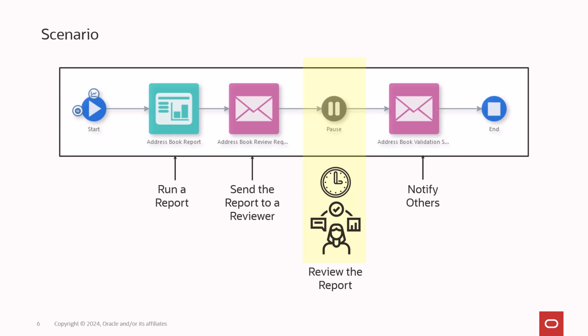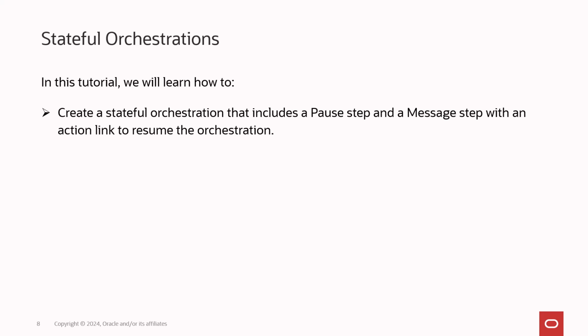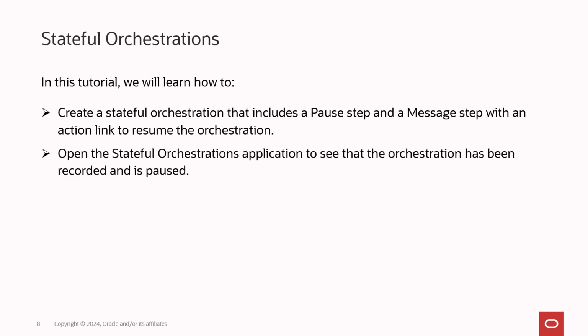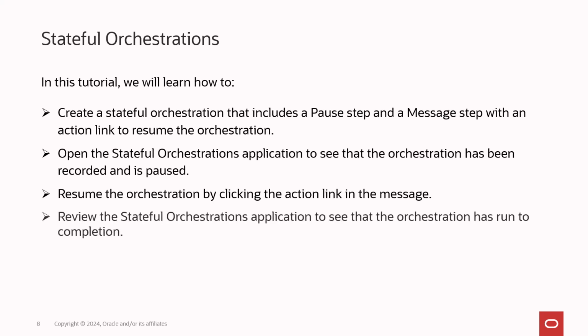In this tutorial, we will learn how to create a stateful orchestration that includes a pause step and a message step with an action link to resume the orchestration. Open the Stateful Orchestrations application to see that the orchestration has been recorded and is paused. Resume the orchestration by clicking the action link in the message, and then we will review the Stateful Orchestrations application to see that the orchestration has run to completion.